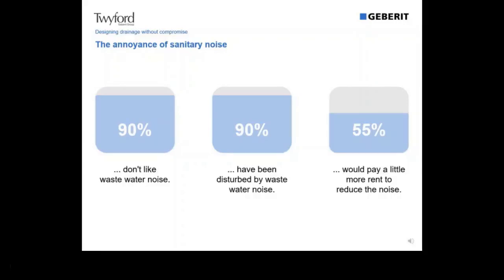90% of people have been disturbed by the wastewater noise, so noise coming through a building. Typically, I would imagine hotels, apartments, anything like that. And 55% of people would pay a little more rent to reduce the noise. So if you had a better acoustically performing building, then it would be an attractive proposition to people.